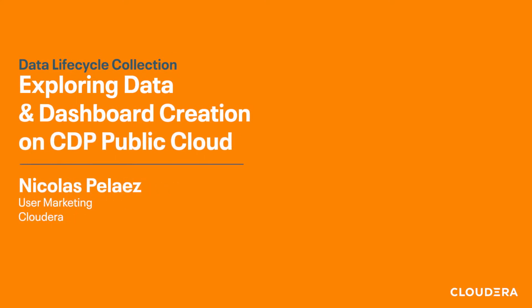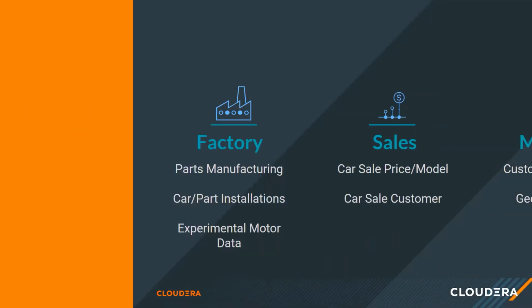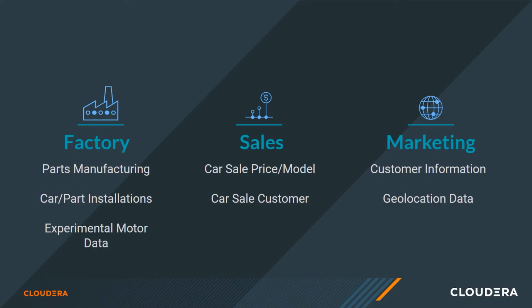Today, we'll be showing you how easy it is to do some data exploration and dashboard creation using Cloudera Data Warehouse. For some context, we're going to be looking at data from a fictional electric car company that we've used in previous videos from our data lifecycle collection. The data we'll be looking at covers several different aspects within the company, and as such, we've broken them out into 3 separate databases based on the type of data.